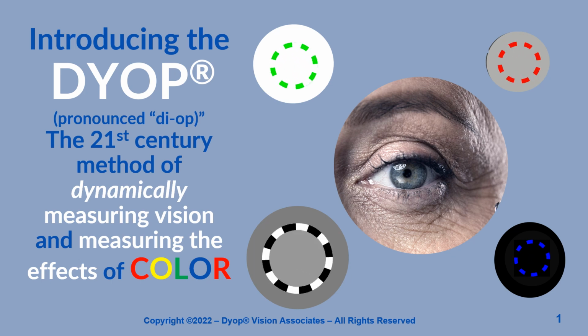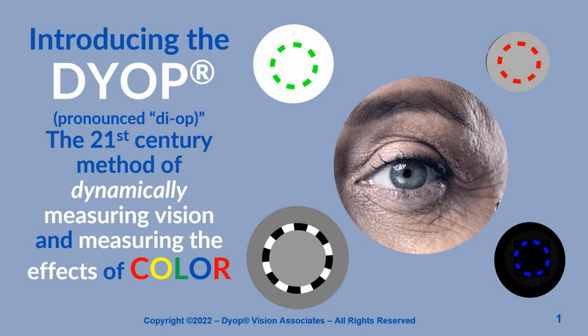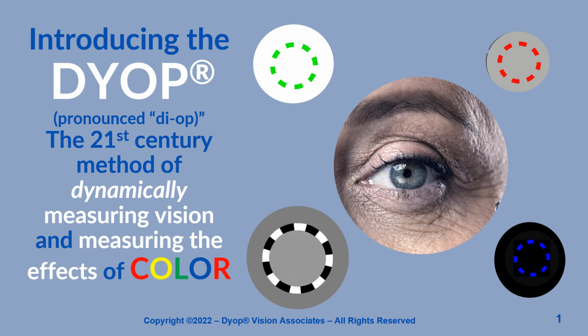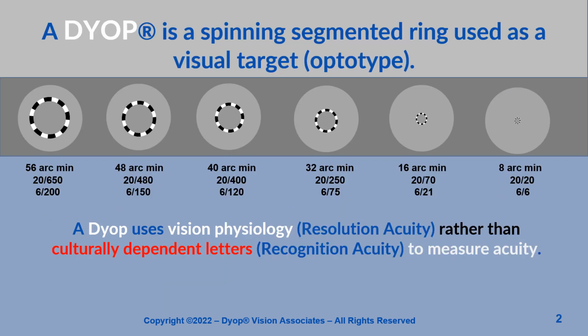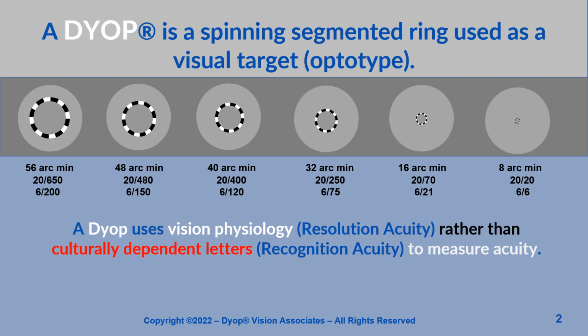The solution to improving acuity and refraction measurement? Introducing the Dyop, the 21st century method of dynamically measuring vision and measuring the effects of color. A Dyop is a spinning segmented ring used as a visual target. A Dyop uses vision physiology rather than culturally dependent letters to measure acuity.